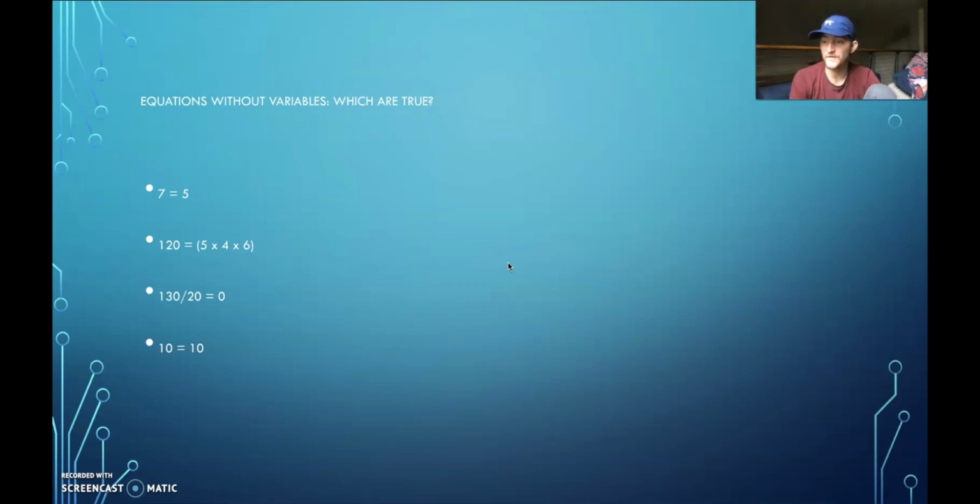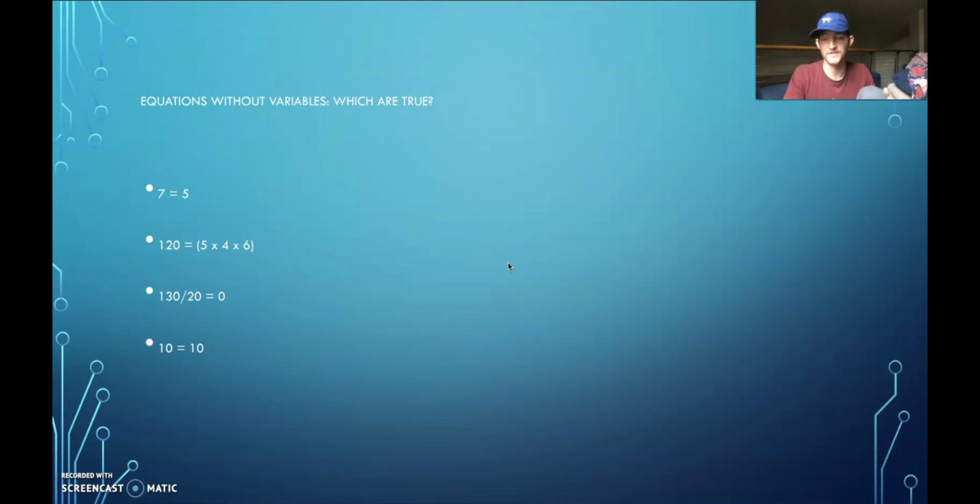120 is equal to parentheses 5 times 4 times 6. Now for this one, if we multiply 5 times 4 together, we get 20. We multiply that by 6 and we get 120. So that is true. And then 130 divided by 20 is equal to 0. Now we know that 130 divided by 20 is going to give us some quantity other than 0. If we actually work this one out, it becomes 6.5, and 6.5 does not equal 0. So we know that is not true. The only thing that can equal 0 is 0, right?